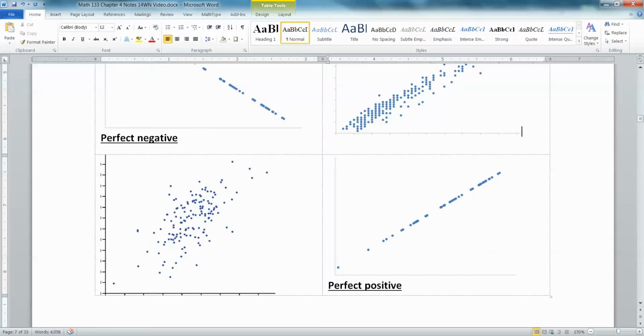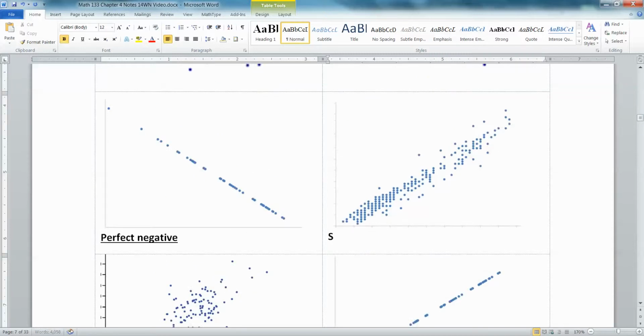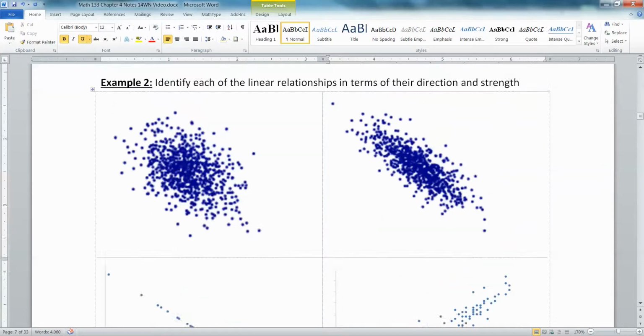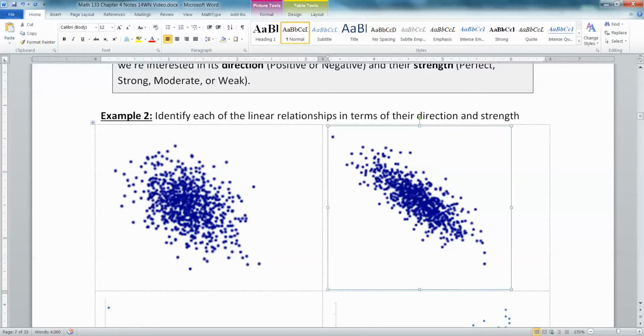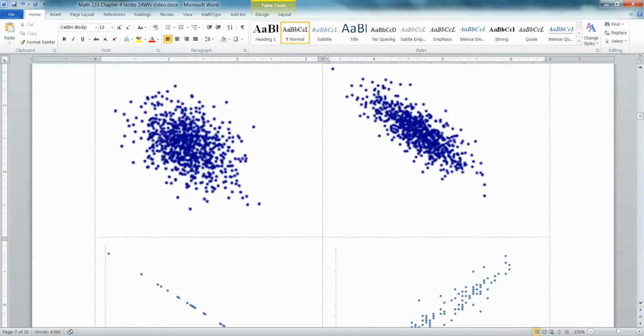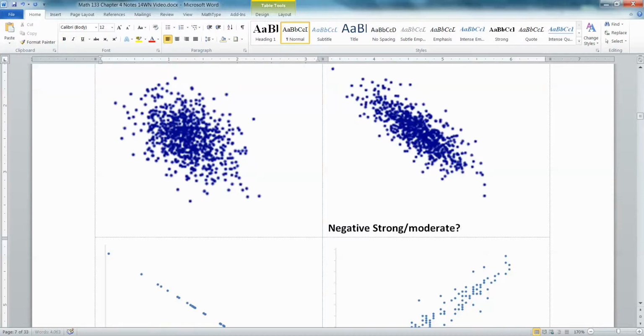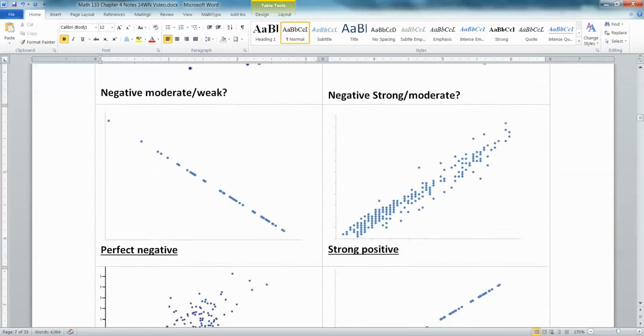All right, so then this one over here, that's strong. That looks like a strong positive relationship. Again, it's climbing as you move from left to right, so that's positive. All right, what about these two? Well, this is a little bit hard to tell. Is this strong? We know it's negative, that much is sure. But is it strong or is it moderate? What about this one over here? Is that moderate? Is that weak? It's negative for sure, but maybe it's moderate or maybe it's weak. Who knows? Not really sure.